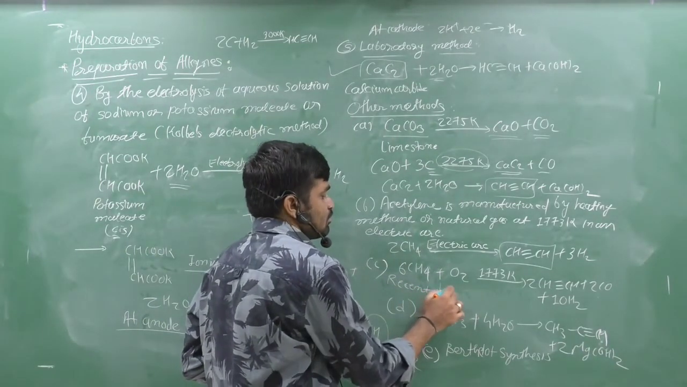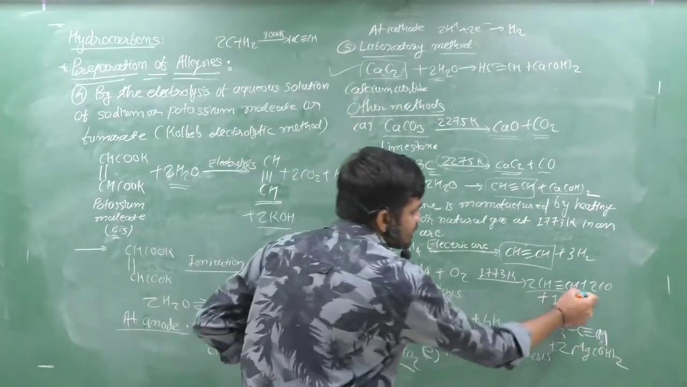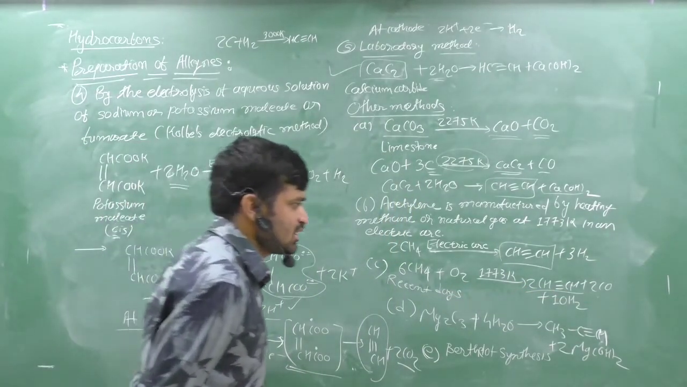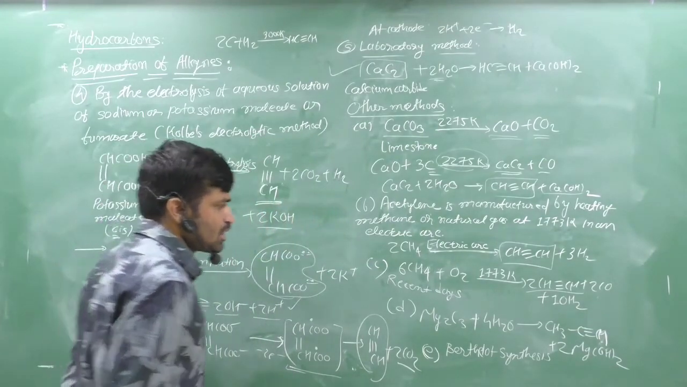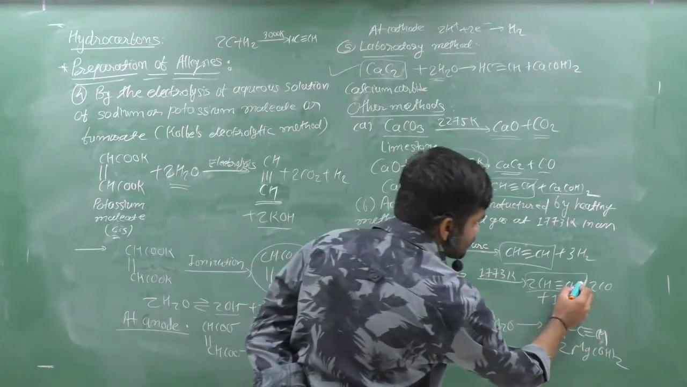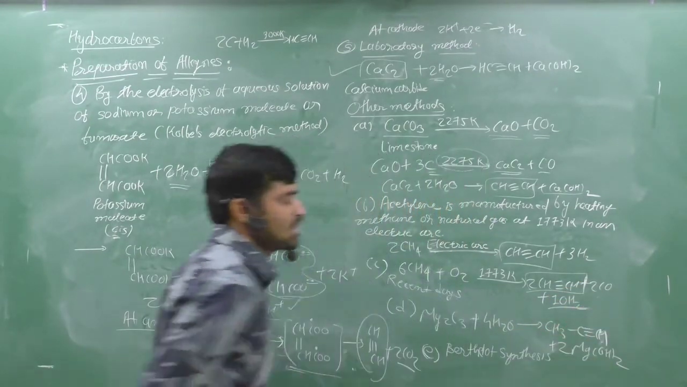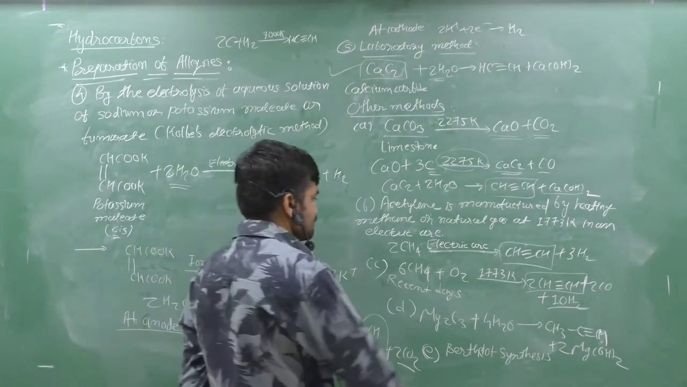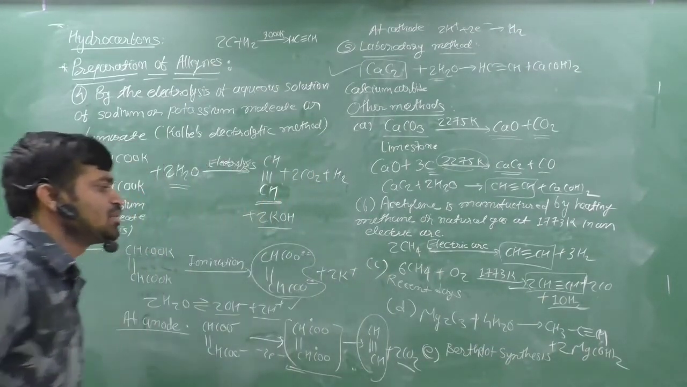Next one: in recent days this method is used to prepare acetylene. Methane and oxygen are heated at 1773 Kelvin and oxidized, and we get CH triple bond CH plus carbon monoxide plus 10 times H2. Nowadays we can prepare acetylene with the help of this method.